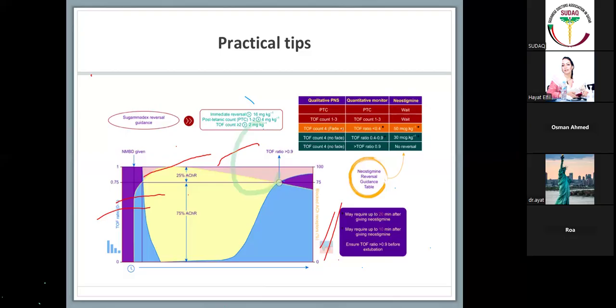Another question, Osman, regarding pre-treatment with small doses of neuromuscular blocker before succinylcholine to prevent adverse effects. Is this a common practice? And what is the time interval for such practice?